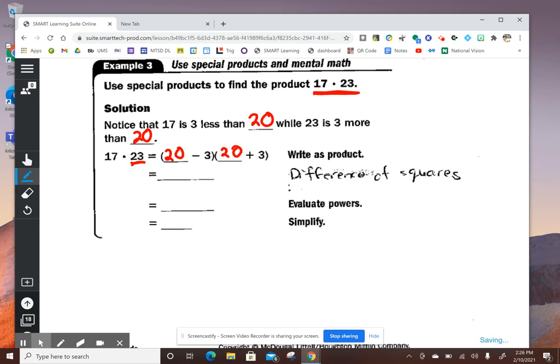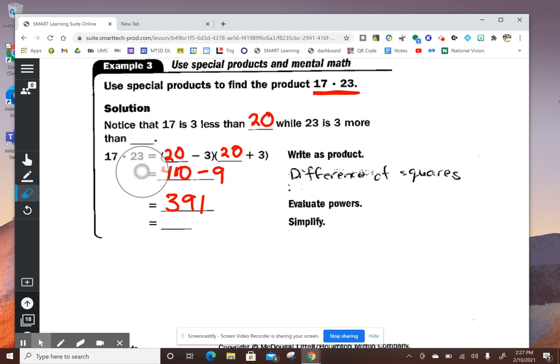Now I notice this is the difference of squares. So I can square the first, 400, minus the square of the last, which is 9. And therefore, I know this is 391. And I could do that in my head because I can square 20 in my head. I can square 3 in my head, and I can subtract the 9. So again, not all that practical, but it's good practice.